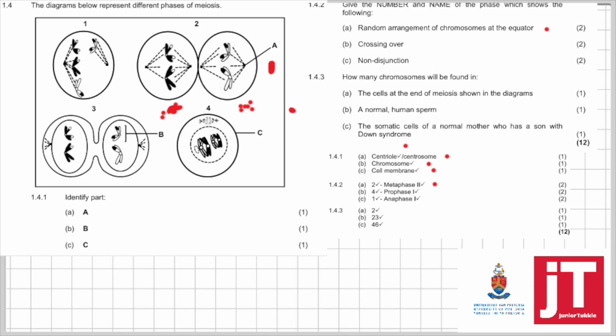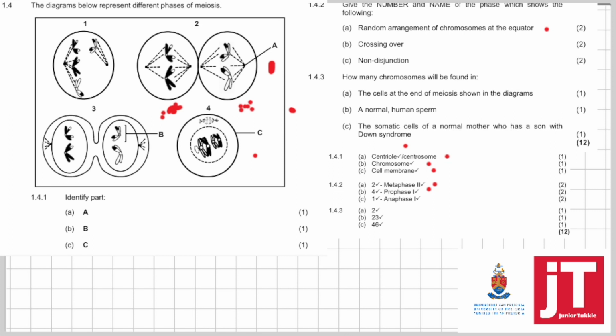Then, give the number and the name of the phase that shows crossing over. Crossing over, that's very easy to see. That's number 4, and it is prophase 1. Don't forget the number of the phases.